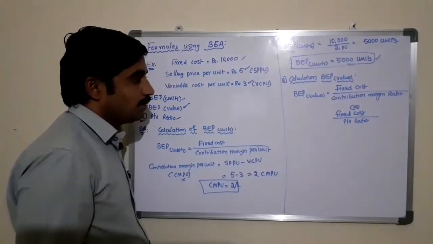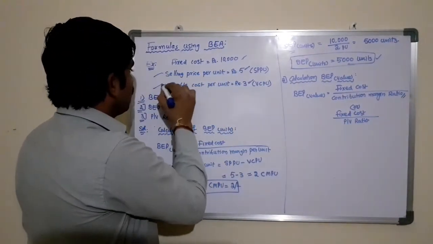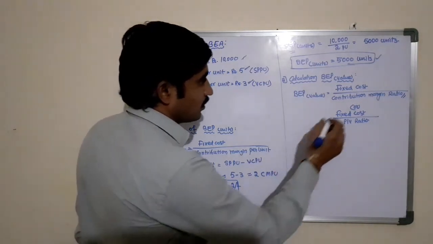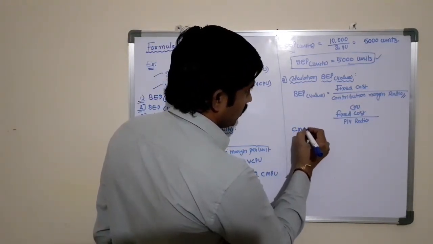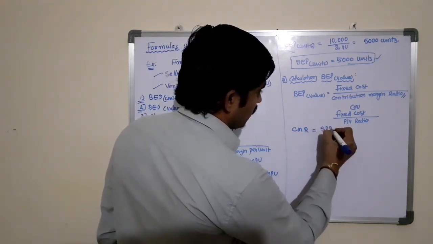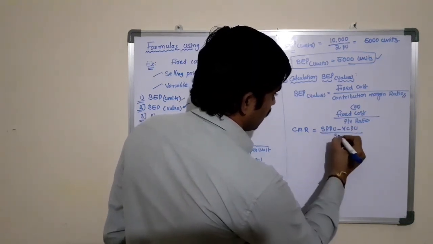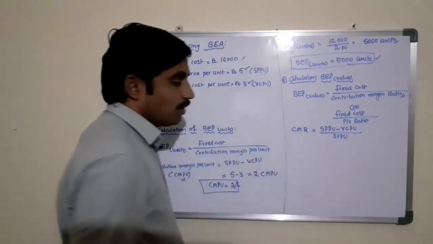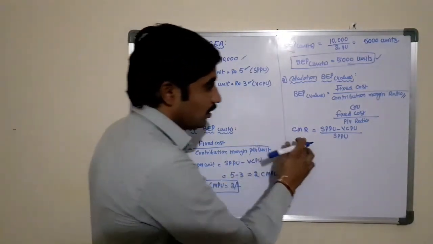Fixed cost by PV ratio. Here we have the information to determine the contribution margin ratio. Contribution margin ratio equals selling price per unit minus variable cost per unit, divided by selling price per unit. That is the formula for calculation of contribution margin ratio.